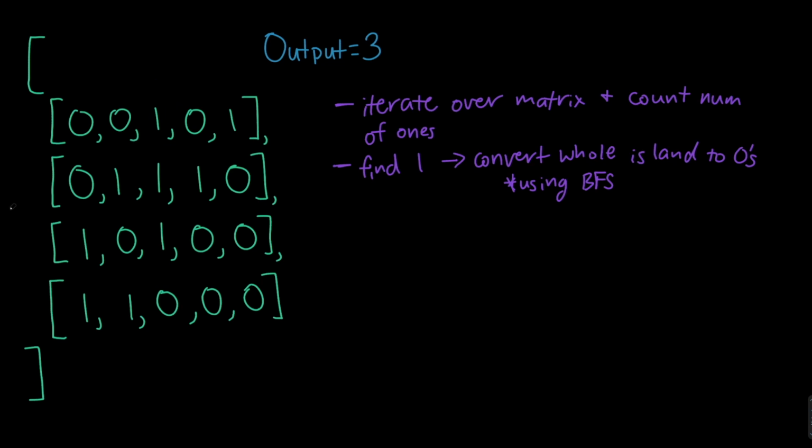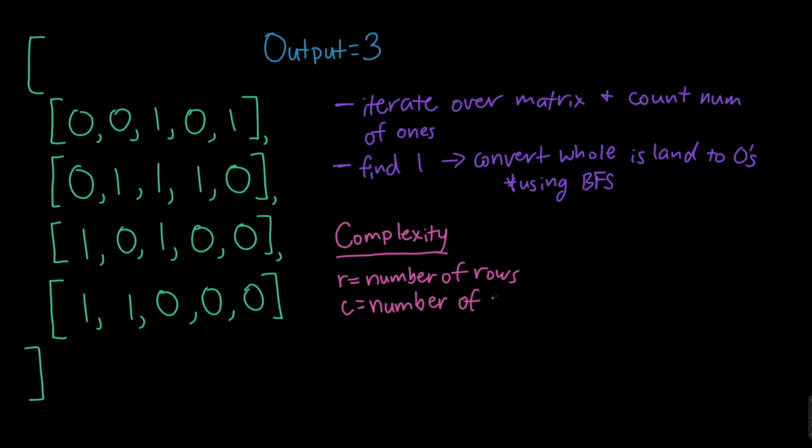Okay, now I want to talk about the complexity of this solution because it's a bit interesting. So we'll start by defining our variables. I'm going to say R is equal to the number of rows in the input matrix, and C is going to be the number of columns in the input matrix. We've discussed this before, but some people like to use different variables like M and N. That's totally fine. I just find this to be a little bit clearer, but feel free to use whatever you want. As long as you're defining your variables, it really shouldn't matter what letters you use. Okay, so our time complexity is going to be O of R times C.